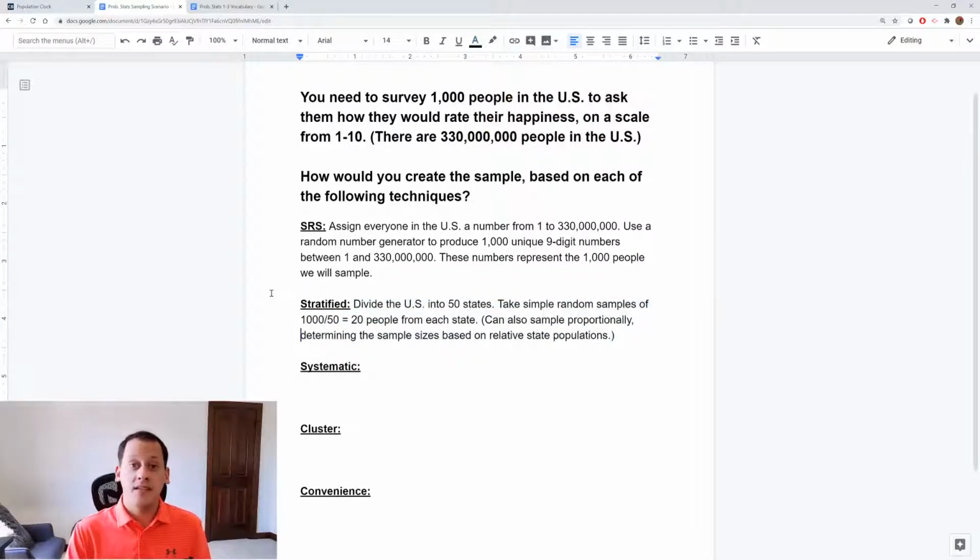Remember, for a stratified sample, you have to break the population into groups, or strata. So we can divide the United States into the 50 states. Seems pretty natural. We can take a simple random sample from each state.